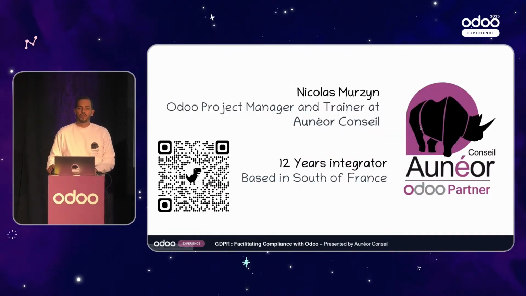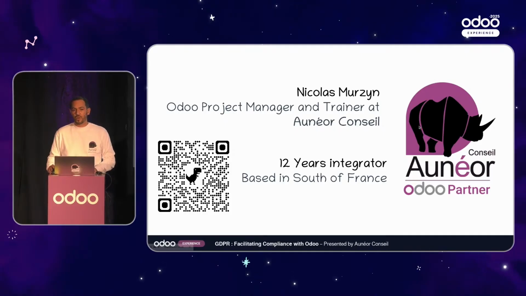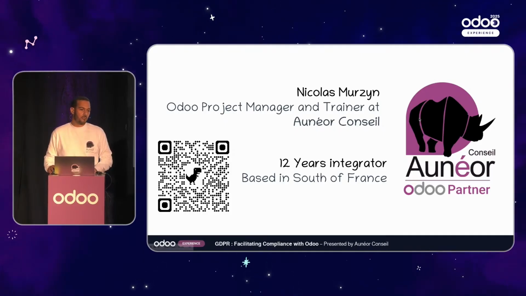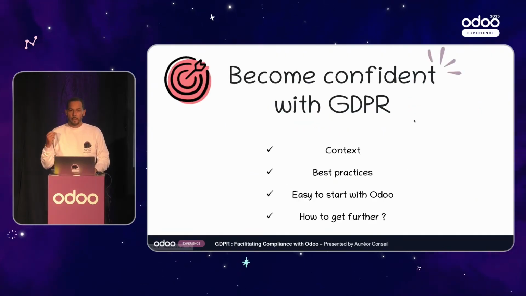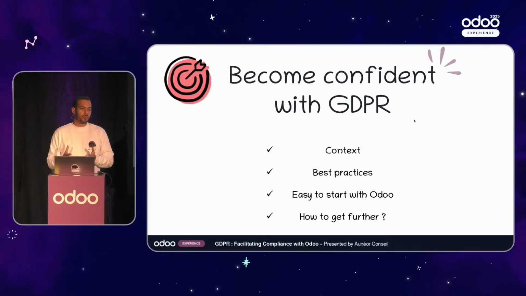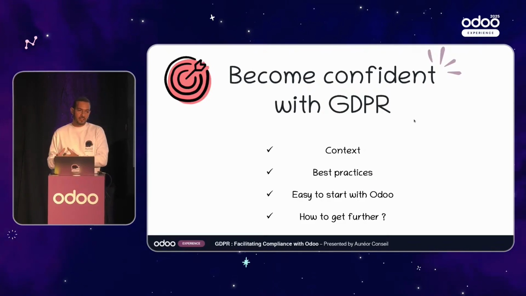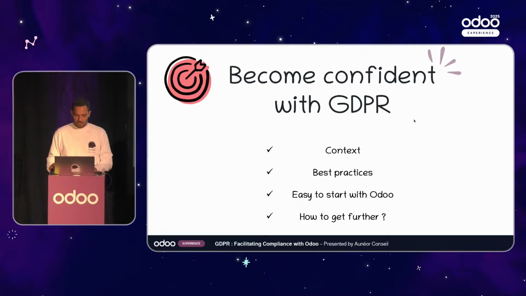My name is Nicolas Merzin. I'm a project manager and also a trainer for Oneo Conseil. We've been an Odoo partner for over 20 years, and today my goal is to give you the keys to approach GDPR with confidence, and I will show you how Odoo is a great tool to set up easy processes with the standard modules.